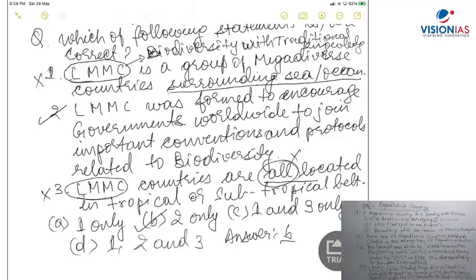Clear here? If statement number 3 was on mega diverse countries, then you would have taken 3 as correct. If I would have asked about a part of a mega diverse country, then you would have taken it as correct there. Right? Very good. So, do you want a break here? Can we take a break here?